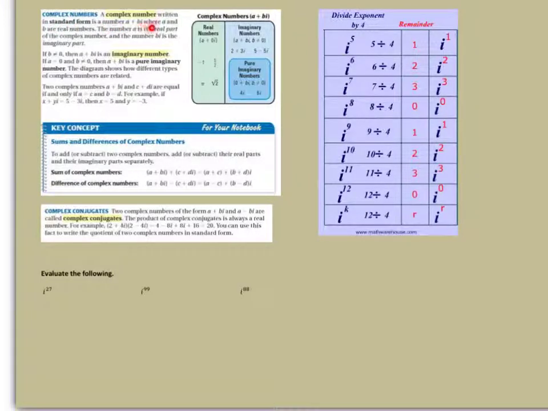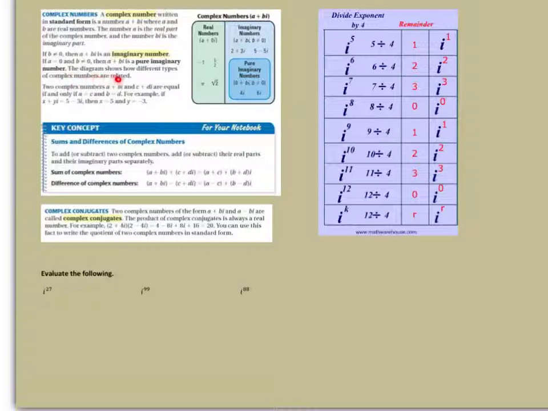Complex numbers. A complex number written in standard form is a number a plus bi, where a and b are real numbers. The number a is the real part of the complex number, and the number bi is the imaginary part. If b cannot equal 0, then a plus bi is an imaginary number. If a equals 0 and b cannot equal 0, then a plus bi is a pure imaginary number, meaning only the imaginary number is there.